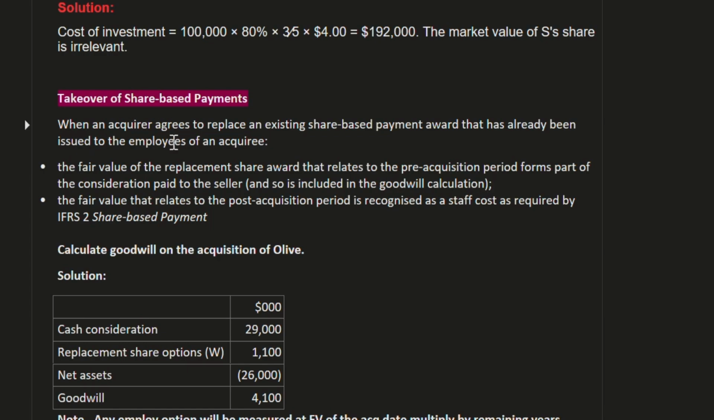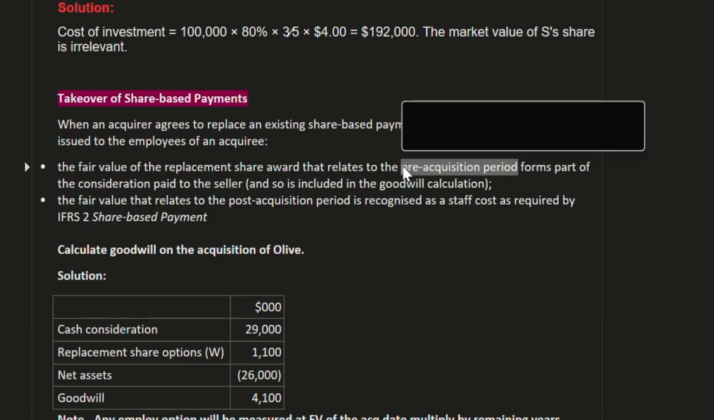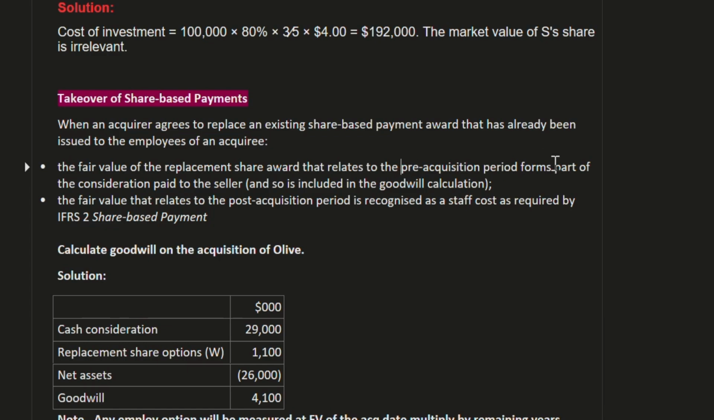This means that when the acquirer agrees to replace an existing share-based payment award that has already been issued to the employees of an acquiree, we have share-based payment as per IFRS 2. So the fair value of the replacement share award that relates to the pre-acquisition period, so we always have two periods, pre-acquisition period and post-acquisition period, forms part of the consideration paid to the seller that will be included in the goodwill.